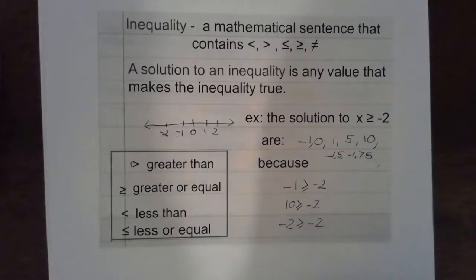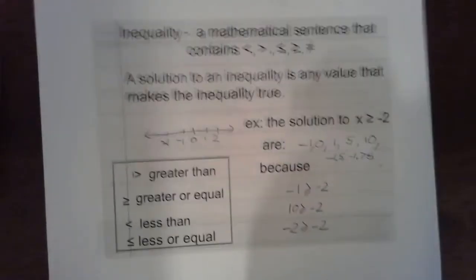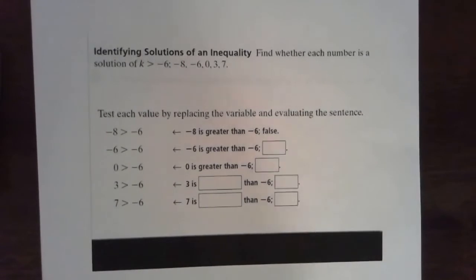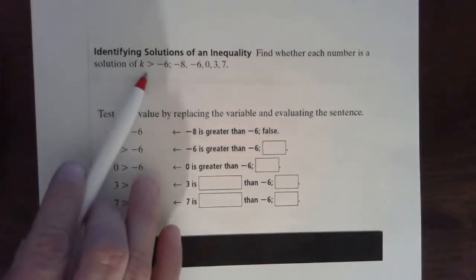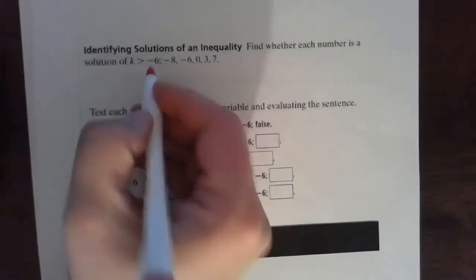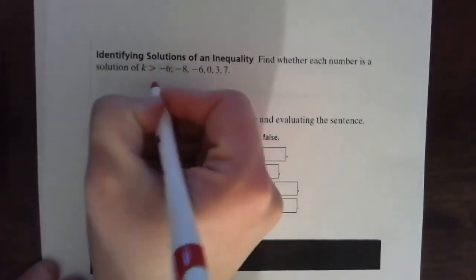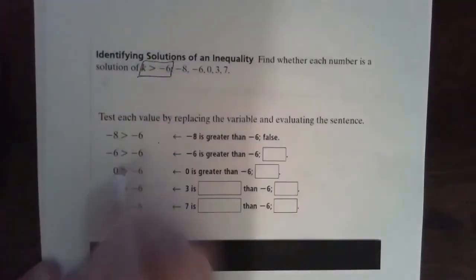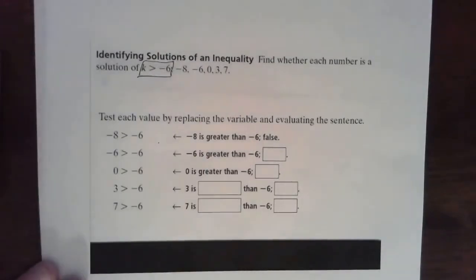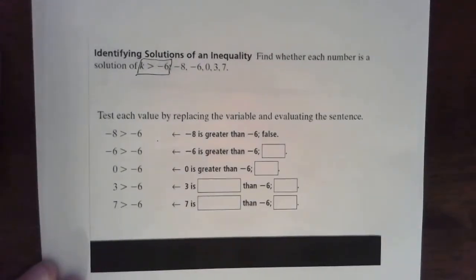So let's check a couple things here. Let's practice that part. Alright, so now we have to identify solutions. We have an inequality right here. This is a little bit hard to read. Hope you guys can read it. It says, identify solutions of an inequality. Find whether each number is a solution of k is greater than -6. So right here is my inequality, and these are my possible solutions. So we have to test them, each of them, one by one.